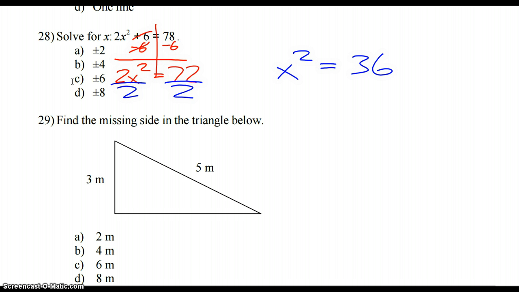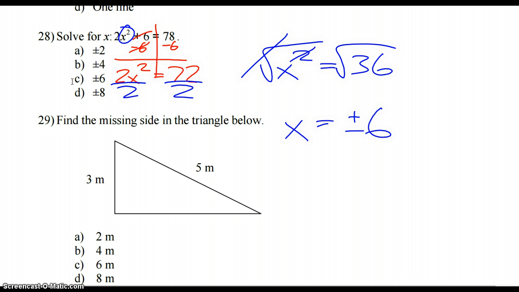All right, so you'll notice that all of these answers have a plus minus with them. So if we square root both sides now to solve for x, we get x equals, remember square roots cancel out squares, plus or minus 6, because if I put negative 6 in for a squared term, negative 6 times negative 6 is still positive 36. So we would say C. It could be positive or negative 6 for that. All right, so that's 28.